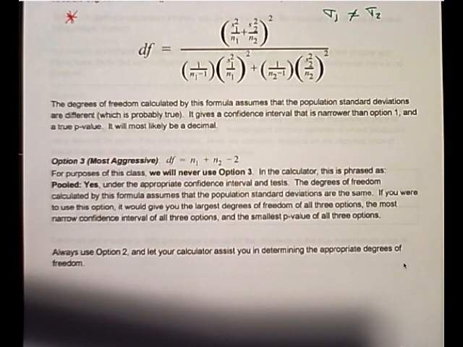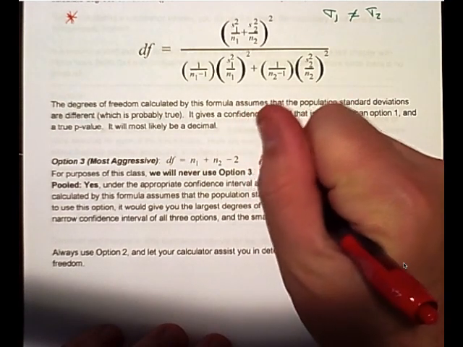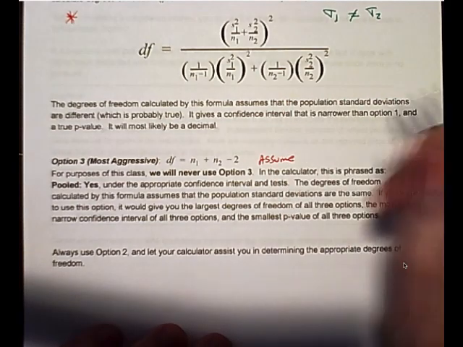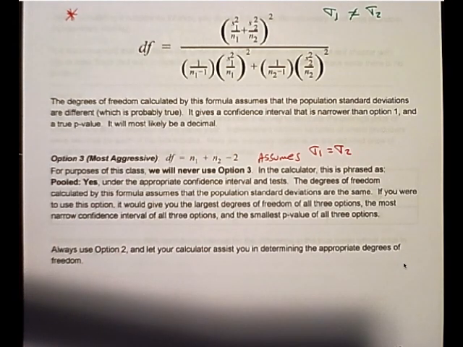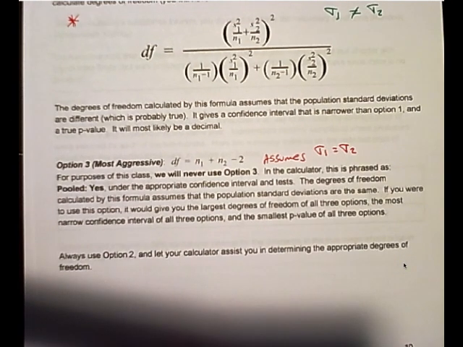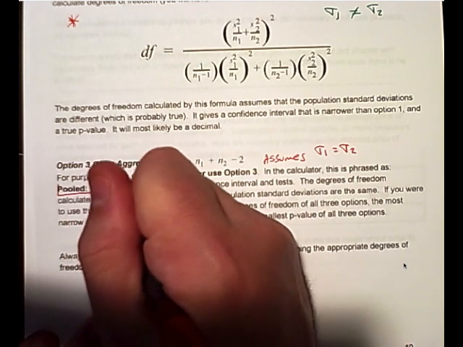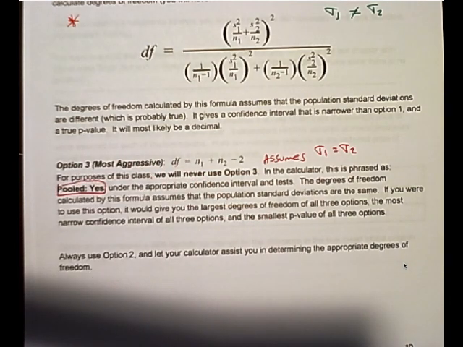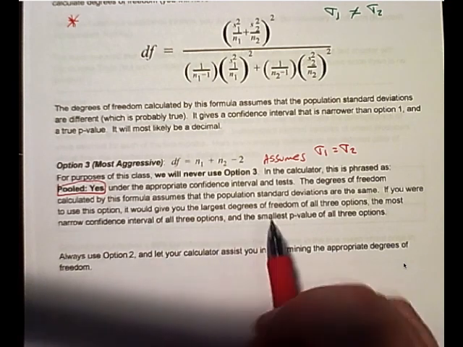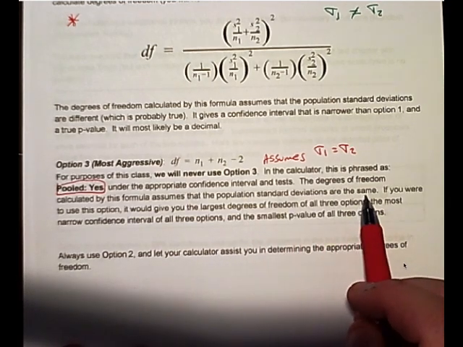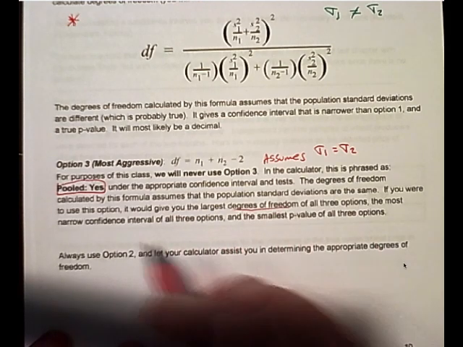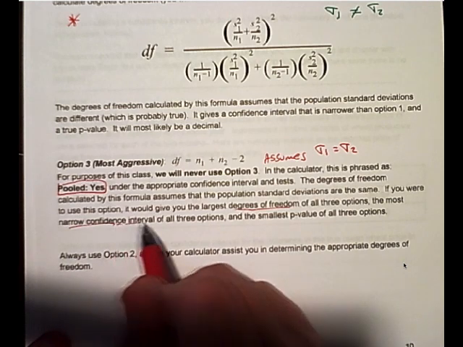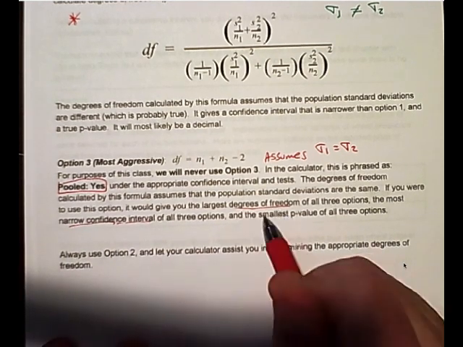And option 3 is the most aggressive. This formula for degrees of freedom assumes that the population standard deviations are equal. If you did that in your calculator, you would do pooled yes, but we're not going to do that. Just like it says, it assumes the population standard deviations are the same. If you use this, it would give you the largest degrees of freedom, the smallest confidence interval, the least wide, and the smallest p-value.